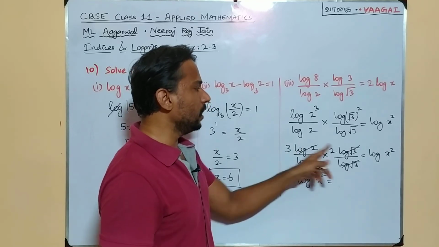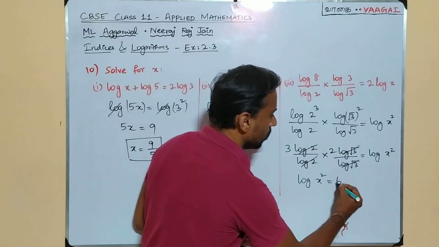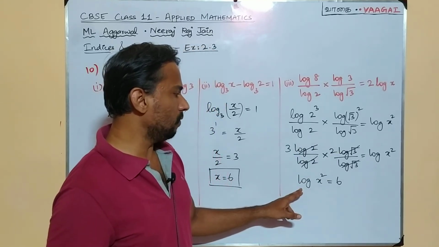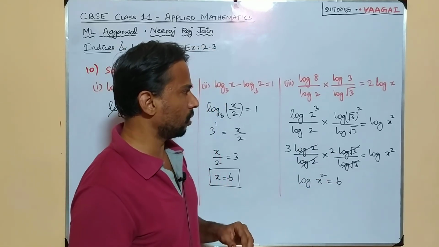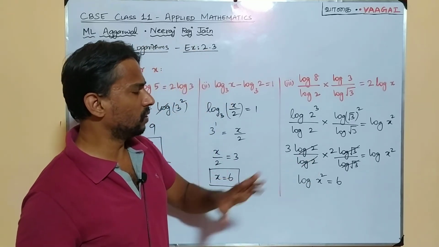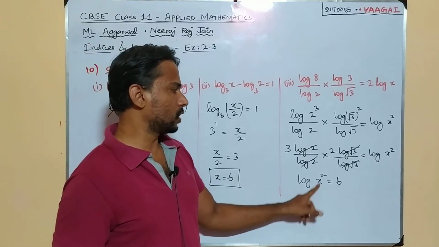This becomes 3 into 2, which is going to be 6. Yes, 3 2s is going to be 6 only, right? So we simply have log x square is equal to 6. This is what we are having here, right? Yes, okay, fine. So we are left with this step. So finally we got log x square is equal to 6.